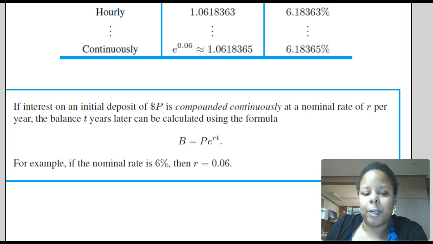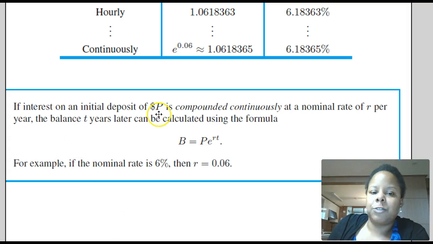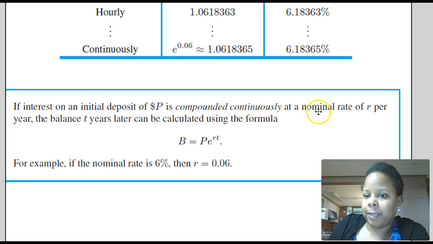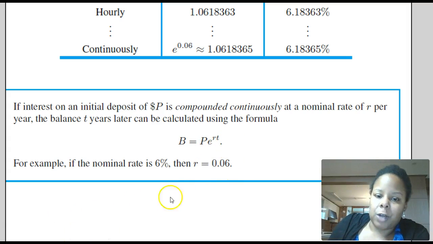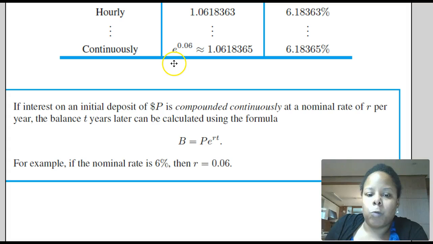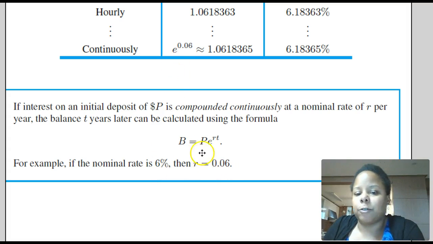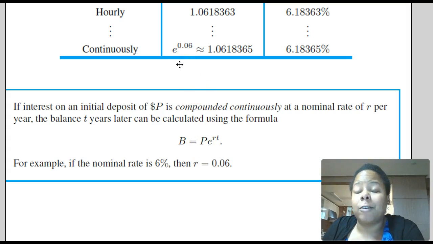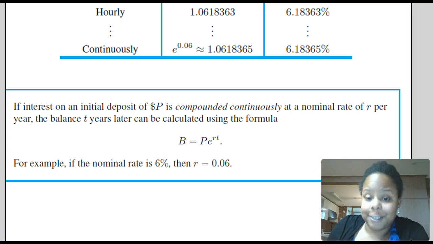So we have a theorem here which says if interest on an initial deposit P is compounded continuously at a nominal rate of r per year, the balance can be computed by using the formula B is equal to P times e to the rt. So in our example, our r was 6% because that was our nominal rate, so that means our r was 0.06. And that's how we ended up with our value if we were to compound it continuously for t years.